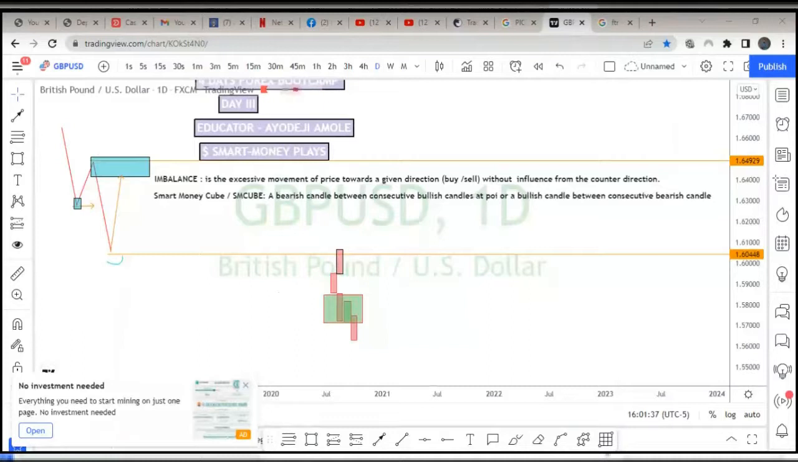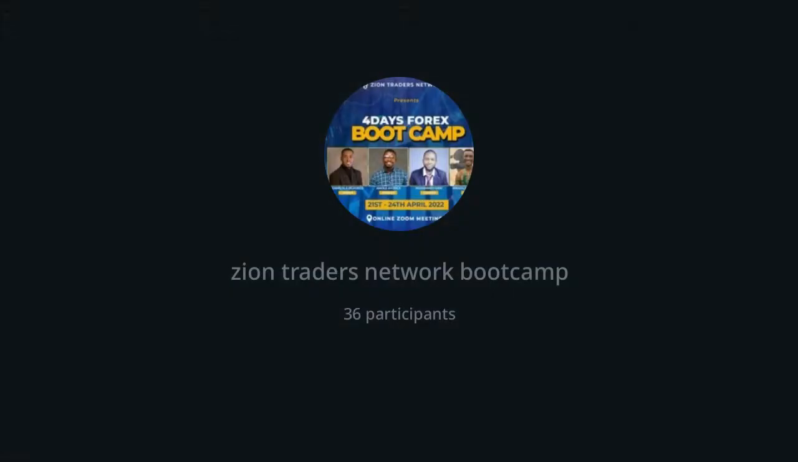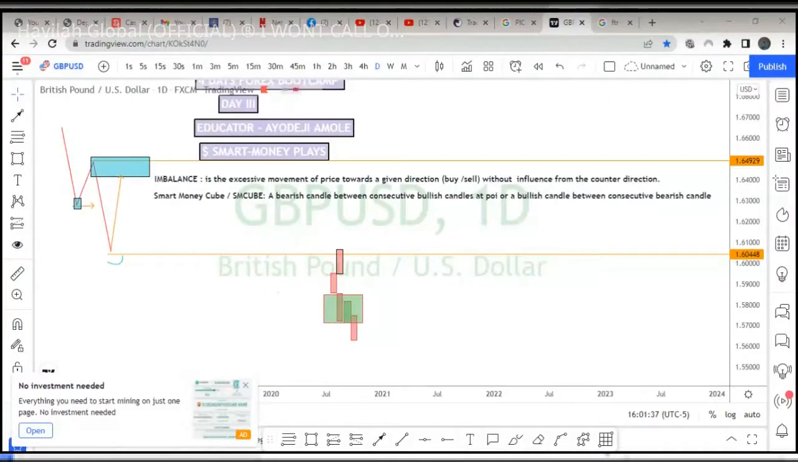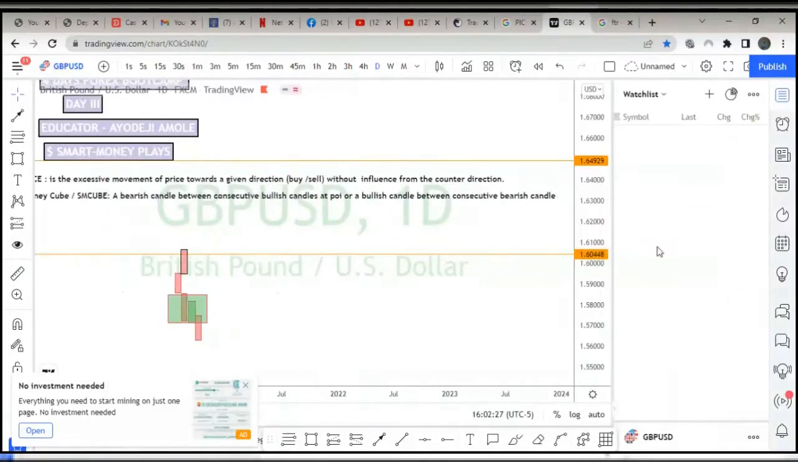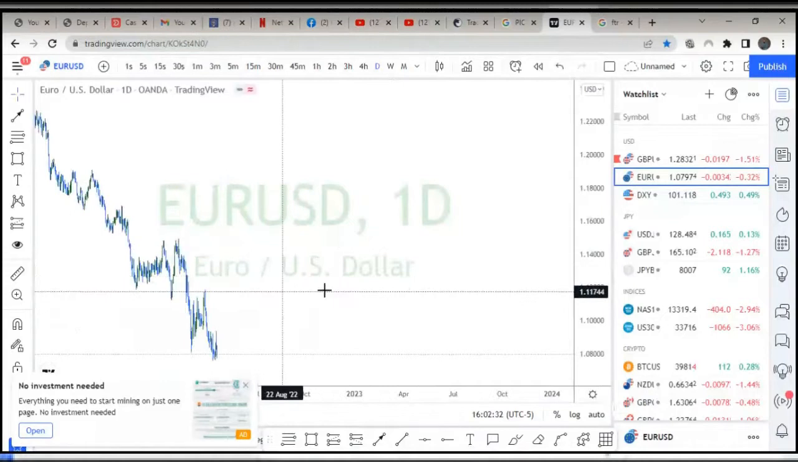Let me scan the market to see where we can get that. Give me a few minutes. I think I saw one play on EU recently.